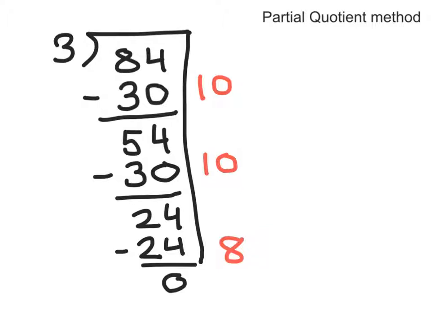So I simply add up 10 plus 10 plus 8, which gives me 28. And then I put my answer up on top. So each person got $28. Now, if I wanted to check my work, I could simply do 28 times 3, because that's how much each person got. And if you work that out, it does equal 84. So each person will get $28.